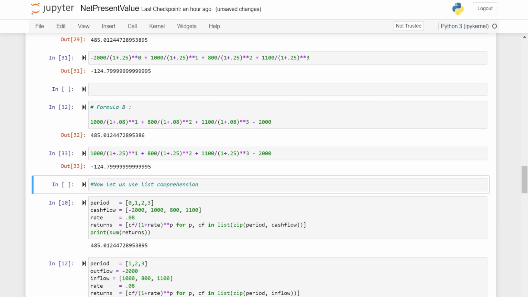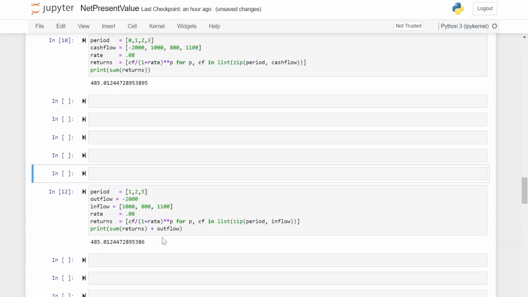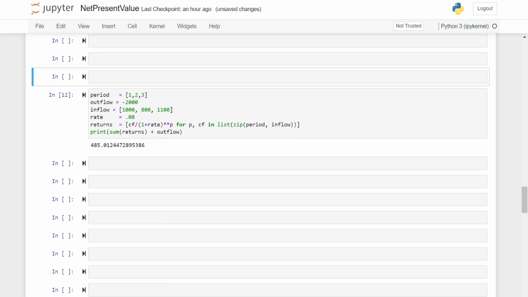So what are we doing here? Same stuff, right? Period 0, 1, 2, 3, cash flow, same minus 2000, 1000, 800, 1100. And the rate is 0.08. This list comprehension has been written and we are deriving this same figure here. So let me first explain how it is working. See, first, let me break this down.